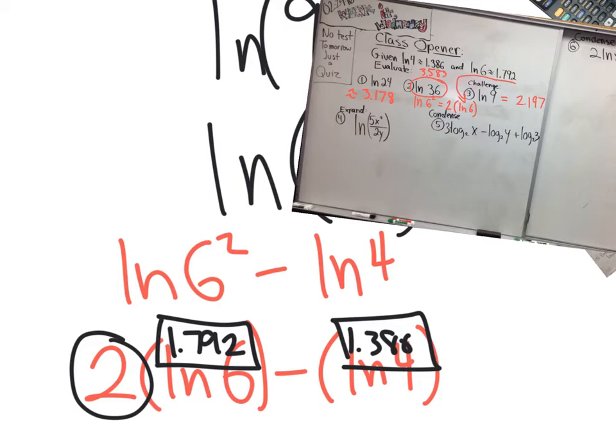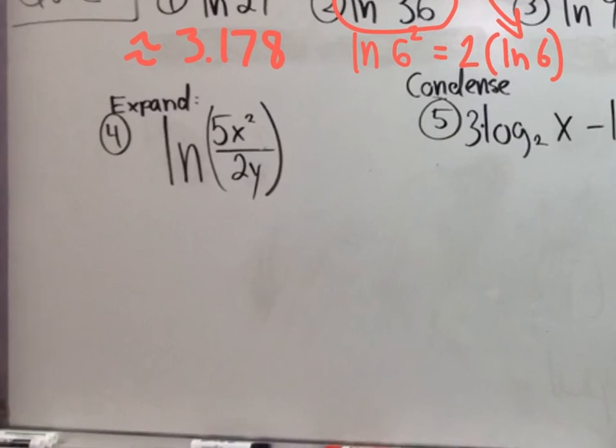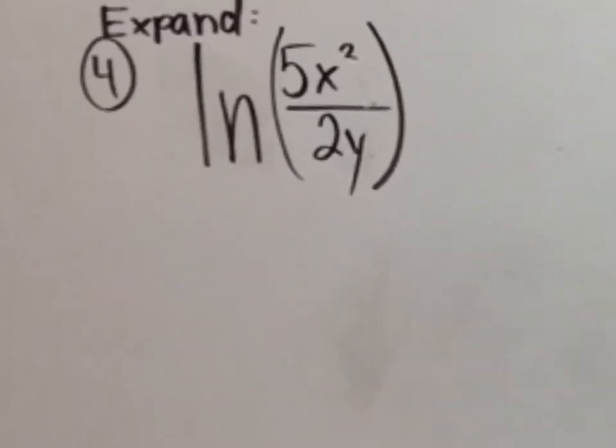So let's move on to something more important, something more fun, expanding and condensing. So let's take a look at number 4 and expand that. And of course, we're going to be using the properties. What property are we going to use first? Quotient property. So let's do that. We're going to have ln of the top, which is 5x squared, minus ln of the bottom, which is 2y.